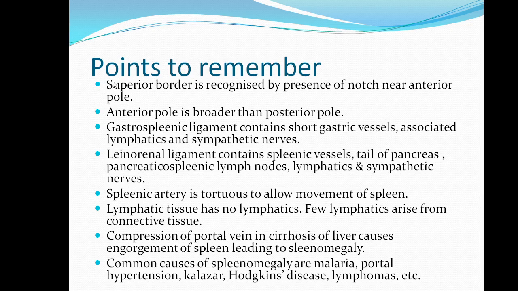The points to remember about the spleen are: the superior border is recognized by the presence of the notch near the anterior end. The anterior end is broader than the posterior end. The gastrosplenic ligament contains short gastric vessels, associated lymphatics, and the sympathetic nerves. The lienorenal ligament contains the splenic vessels, the tail of the pancreas, pancreatico-splenic lymph nodes, lymphatics, and sympathetic nerves. The splenic artery is tortuous to allow movements of the spleen.